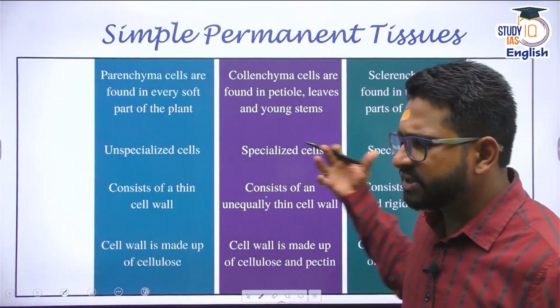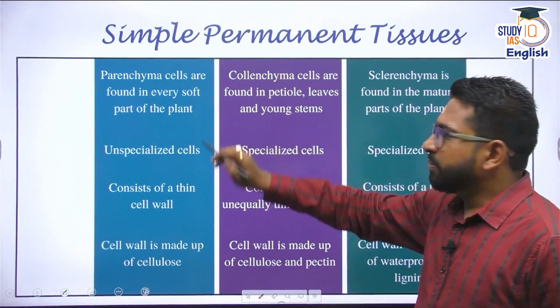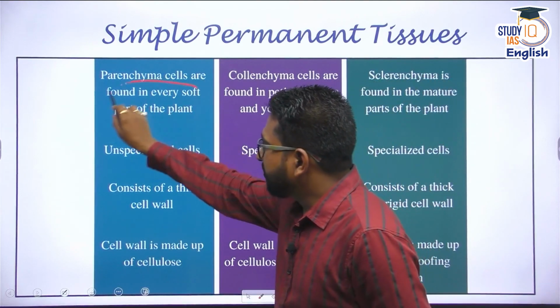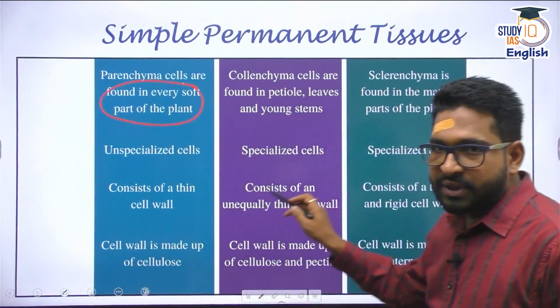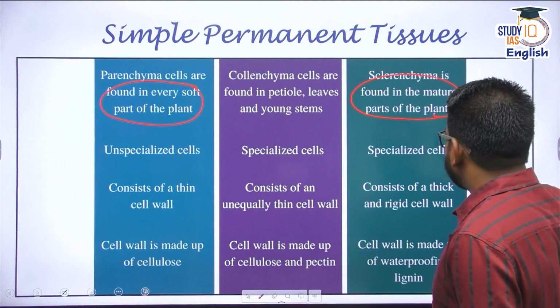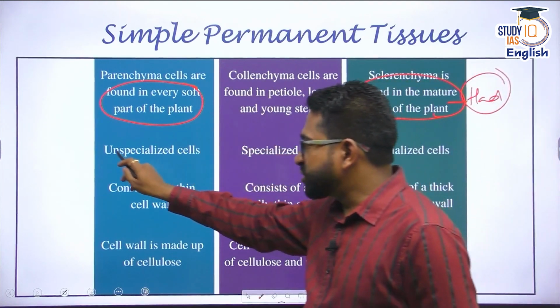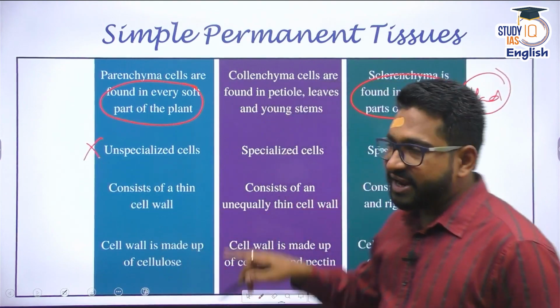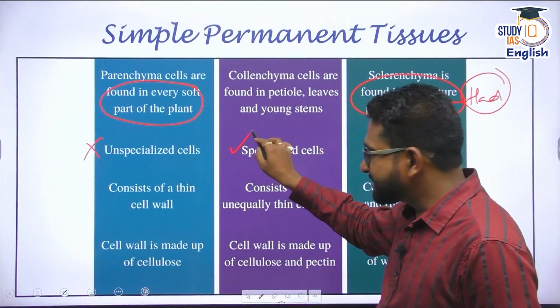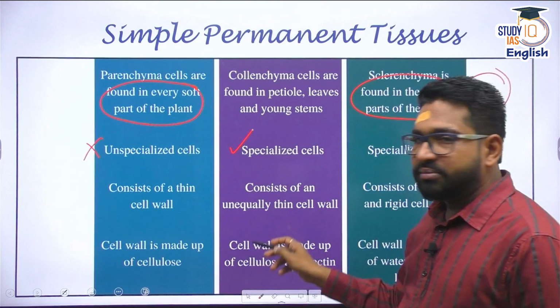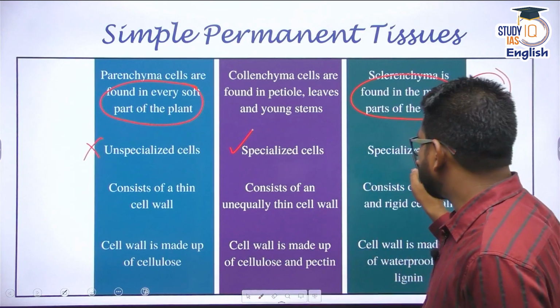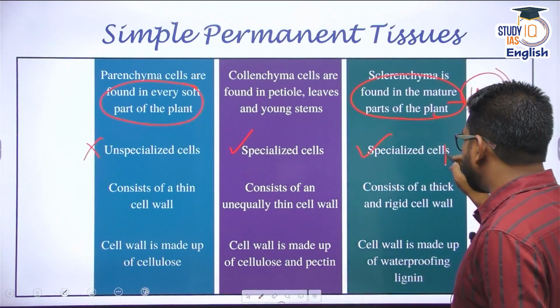Now let's look at the differences. As I told you, Parenchyma, please remember, they are the soft part in the plant. Sclerenchyma, they are the mature hard part, mostly dead. Remember, Parenchyma are non-specialized, unspecialized cells, whereas Collenchyma are specialized cells, living cells. Both of these, they are living cells. If you look at these specializations, Sclerenchyma is for protection.